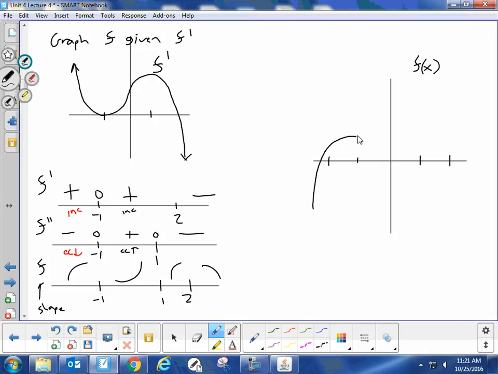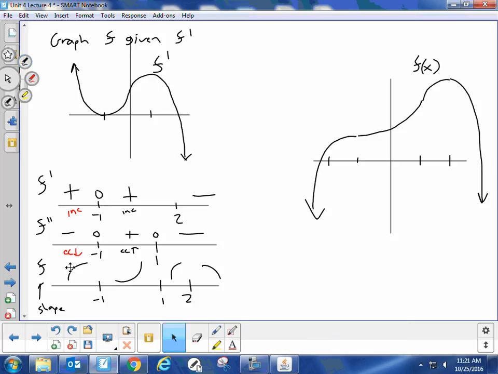So until -1, I'm looking like that. From -1 to 1, I'm that. From 1 to 2, I got that. And then after 2, I go down. Okay? Sometimes it's tough to see, but literally you could take these pieces and just plop them together. If you plop them together, there's your shape.